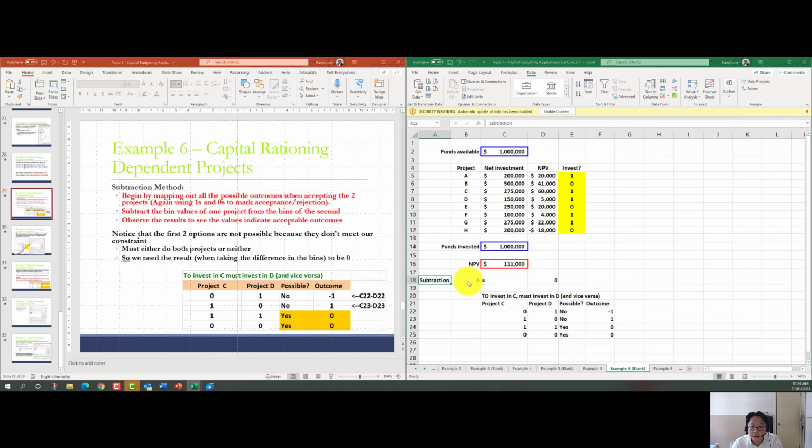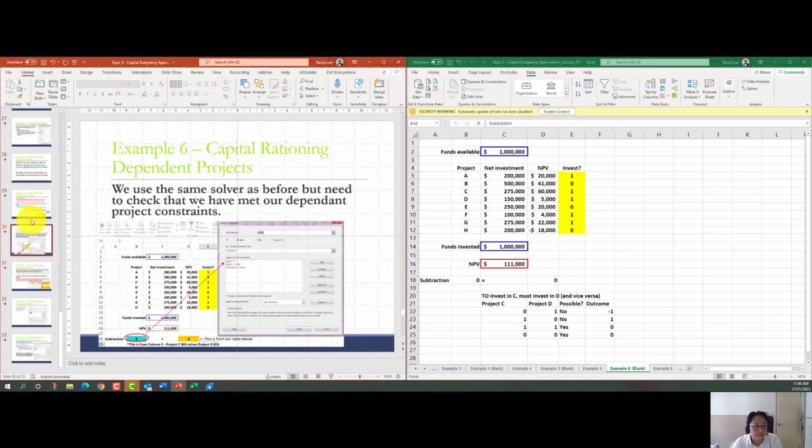Now it tells us that to get the outcome, you must do both projects or neither. This is what the outcome looks like: 1 0 1 1 0 1 1. So we use the same Solver as before, but we need to check that we have met our dependent project constraint, which is based on this subtraction of 0 from this table.